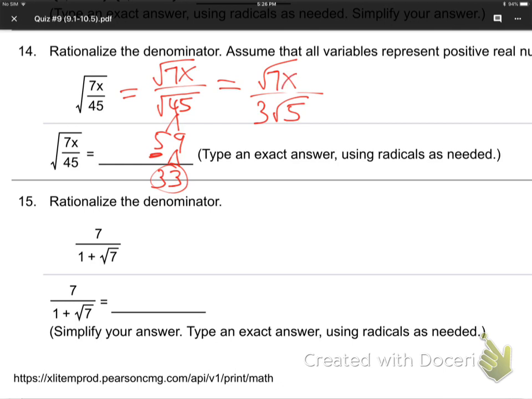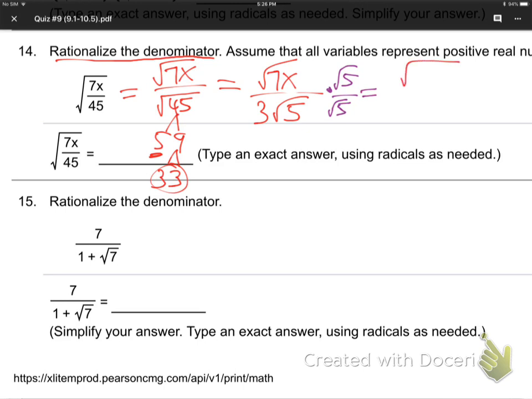So now, can we just leave it that way? No, we can't leave a root in the bottom. That's what they're saying, rationalize the denominator, get the root out of the bottom. So how do we do that? We just multiply top and bottom by the root of 5.